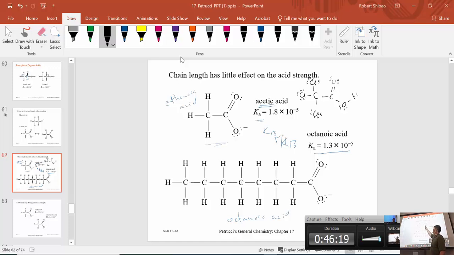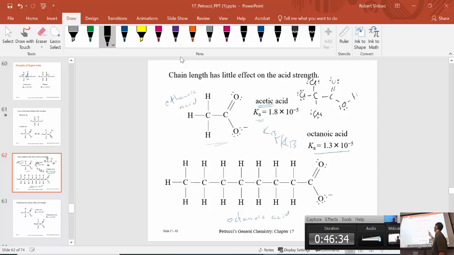This is not acetic acid, by the way. I don't know why they did this. This is not acetic acid. What is this called? Acetate. And so don't get confused here. Make sure, we need Kbs.